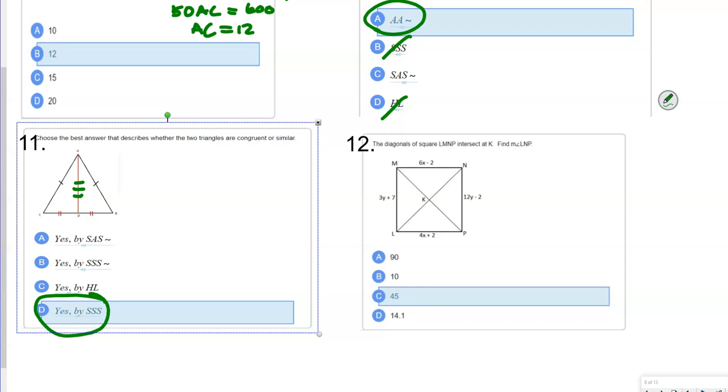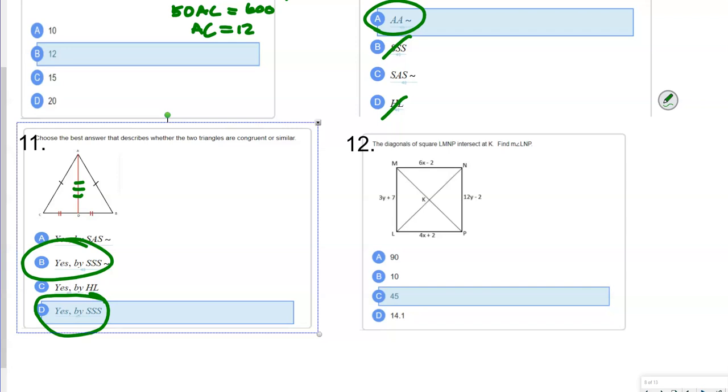Choose the best answer that describes whether the two triangles are congruent or similar. They are both similar and congruent, okay? So actually, truthfully, both of these answers would have been true, okay? And then the diagonals of the square LMNP intersect at K, find LNP.